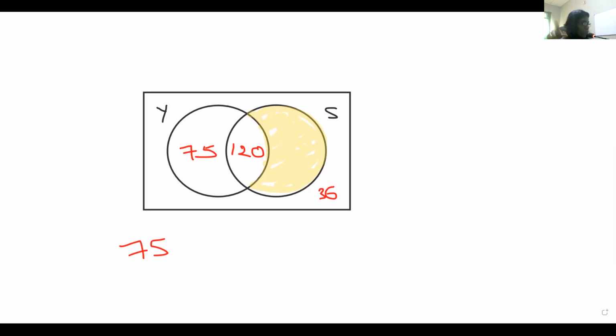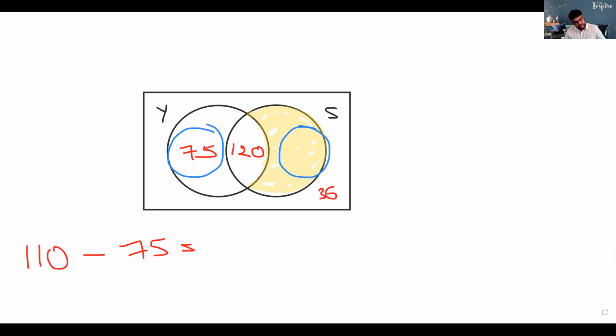According to the question, the number of tourists who have been to only one of the above two places is 110. So only one is either this one or the number that should go here, right? Only to Yala or only to Sigiriya? So only to Yala we know. Then how do we get the only to Sigiriya? 110 minus 75. Very good, very good. Correct. So you take 110 minus 75.